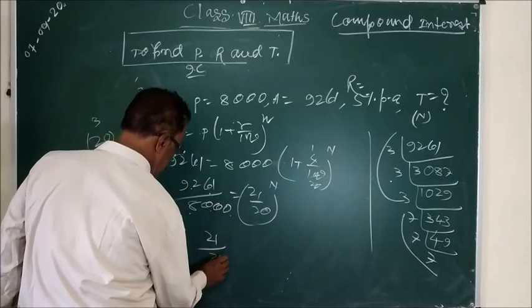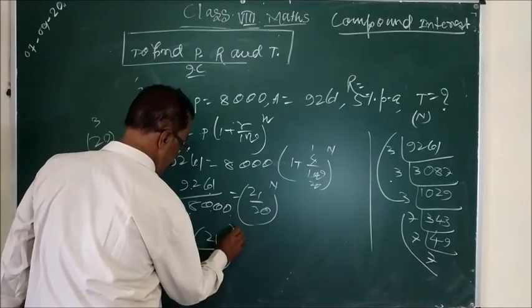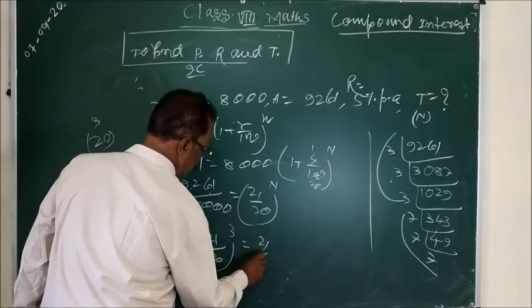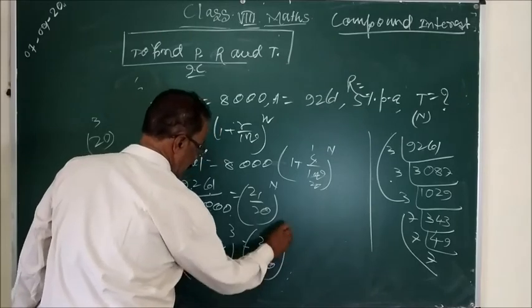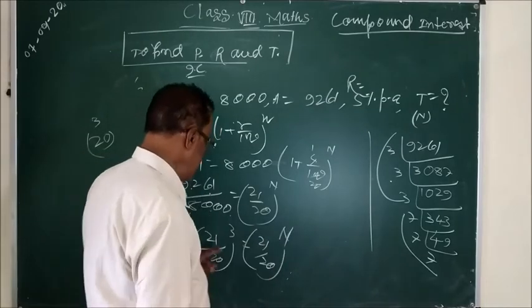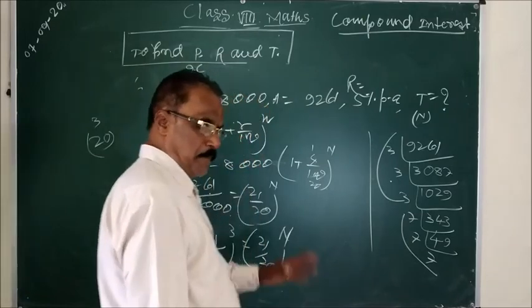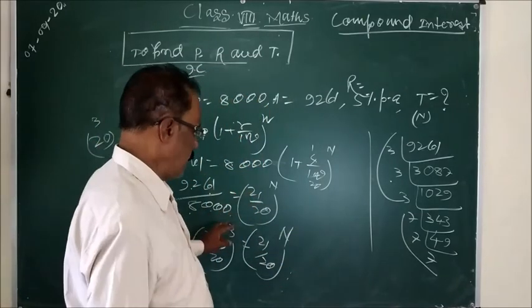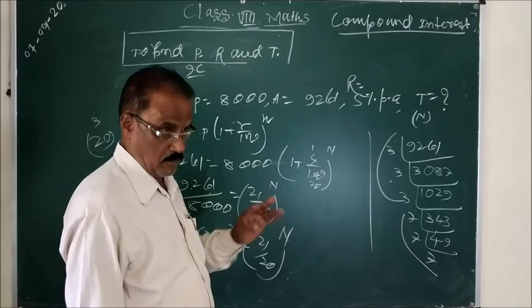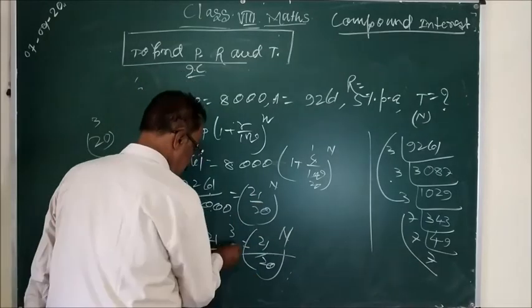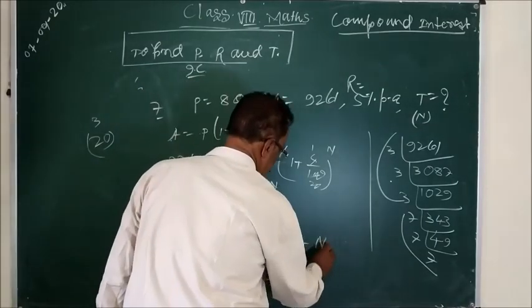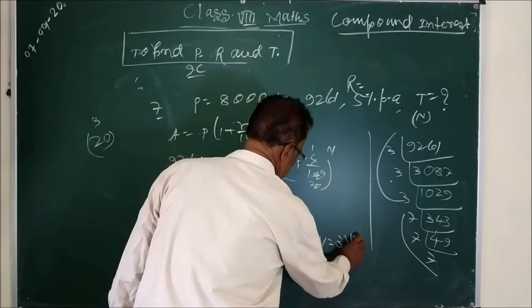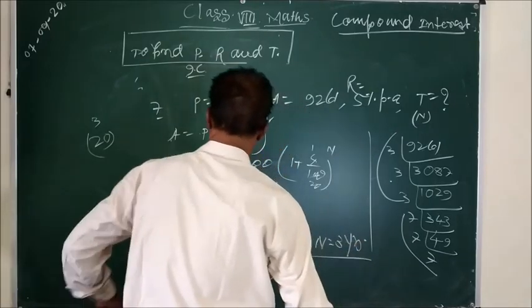So 21 by 20 का पावर कितना हो गया 3 and this is 21 by 20 का पावर n. अभी मैंने कहा था if bases are equal, the power will be equal, so now the bases will be cancelled, so n is equal to 3. Yes, this is the solution to this question.